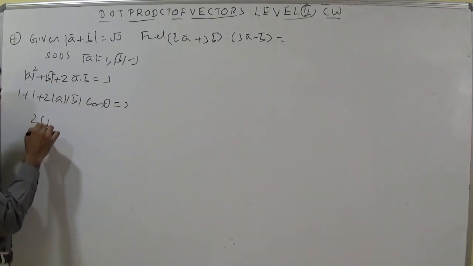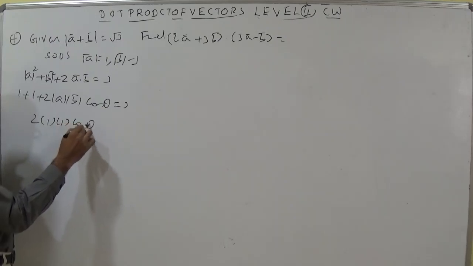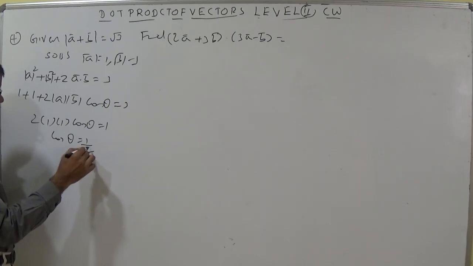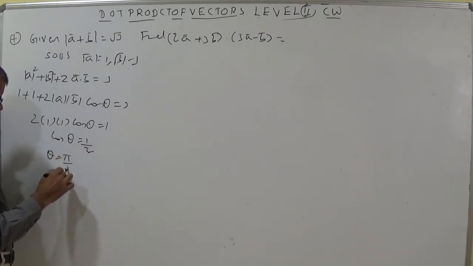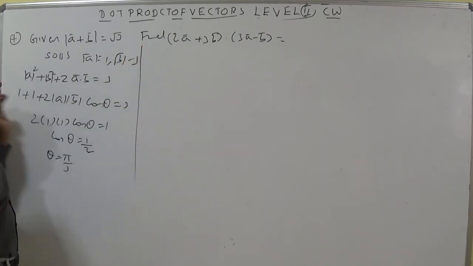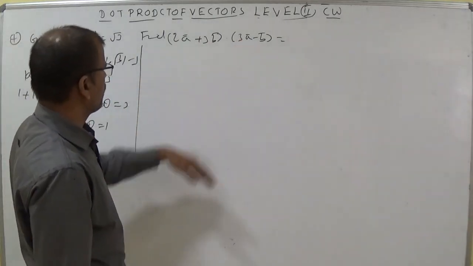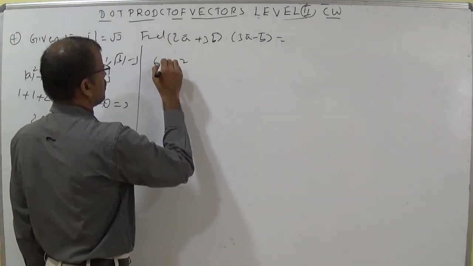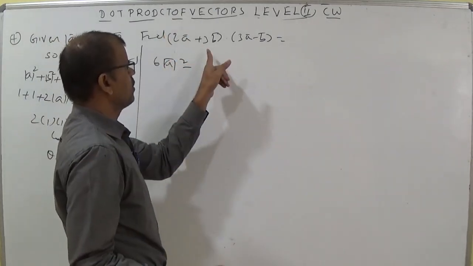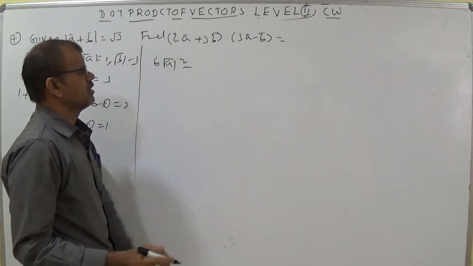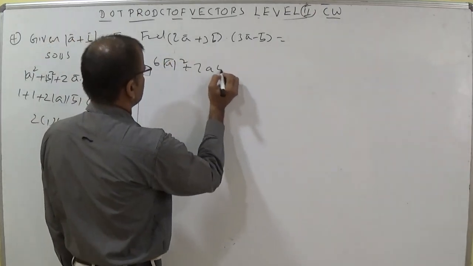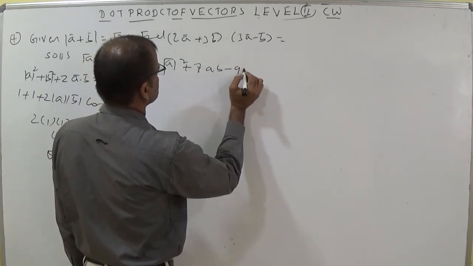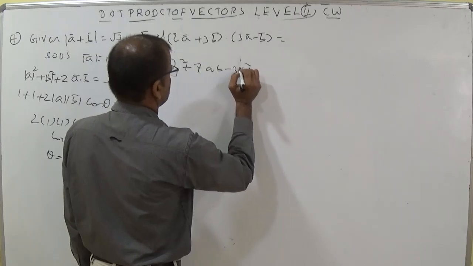You can write here 2 into 1 into cos theta is equal to 1. Therefore cos theta is equal to 1 by 2. You can say that theta is equal to pi by 3. Using this data, we will multiply and we should find this value. 2 into 3, 6. A into A, mod A square, you should write minus 2AB plus 3 3s are 9AB. 9AB minus 2AB, you can write 7 A bar dot B bar here. 7 minus 3 only. Minus 3B square.